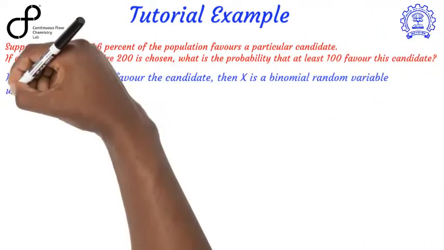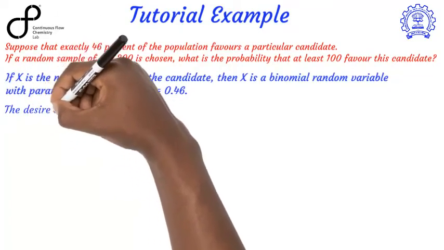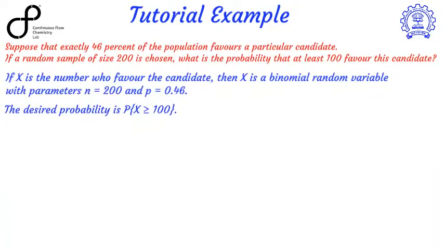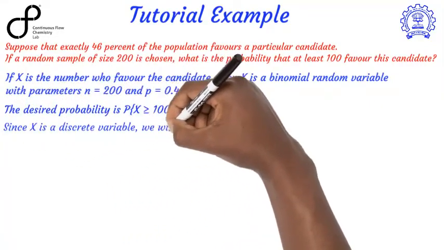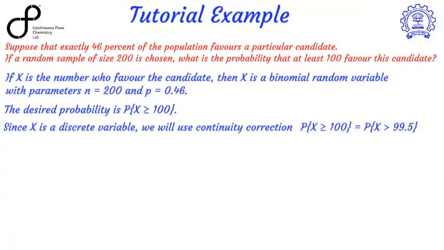It is an example of a binomial distribution. Let x be the random variable which favor the candidate. Therefore, we have binomial with n equals 200 and probability of success, p, as 0.46. We need to find out the probability of x equal or greater than 100. We will use continuity correction, as x is a discrete variable. Therefore, the desired probability will be x greater than 99.5.